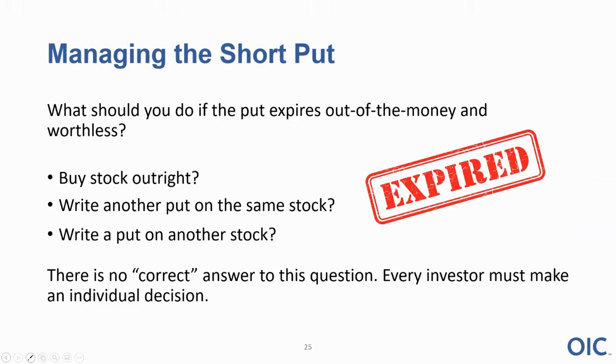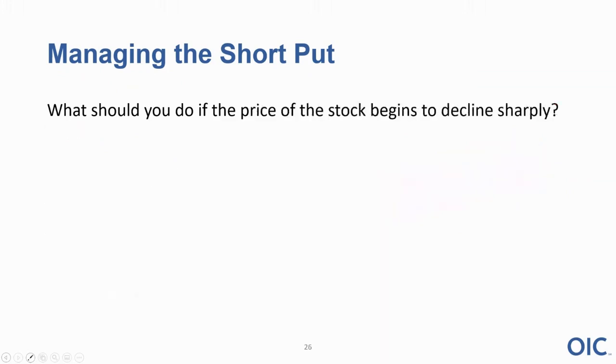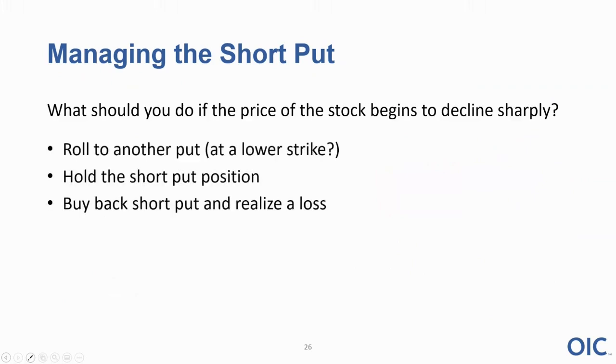Now, what do we do if the stock looks like it's going to finish below our stock price? So if the stock begins to decline sharply, we can roll it to another put. And what we mean by rolling is simply closing out the existing trade and enacting another one. So we might close out our 96 strike put, and maybe we sell a 90 strike put. This is assuming that the shares declined well below our strike price. Maybe we decide to hold on to that short put position and see what happens.